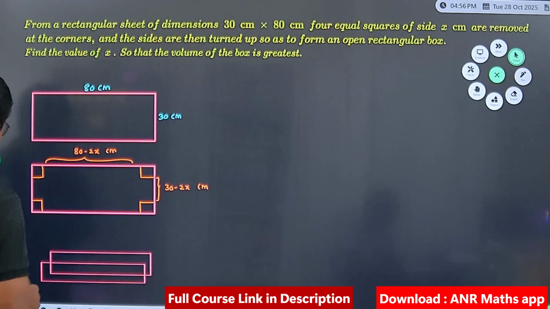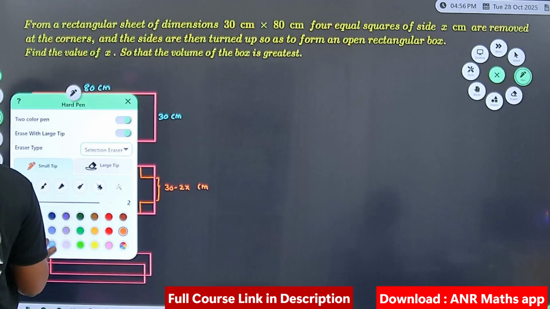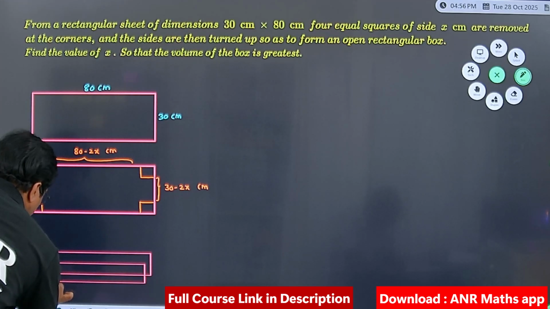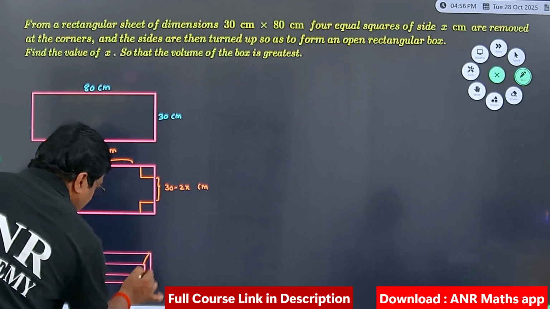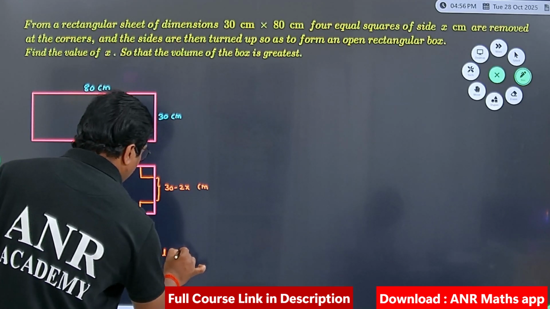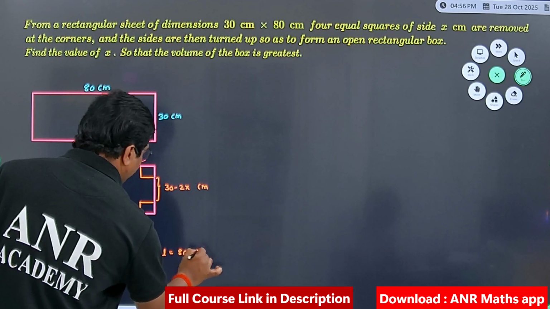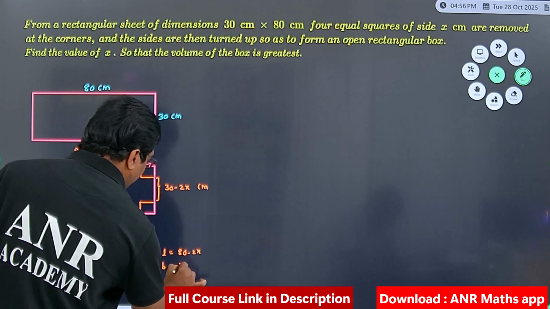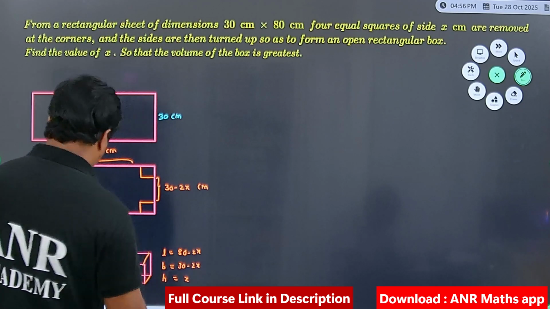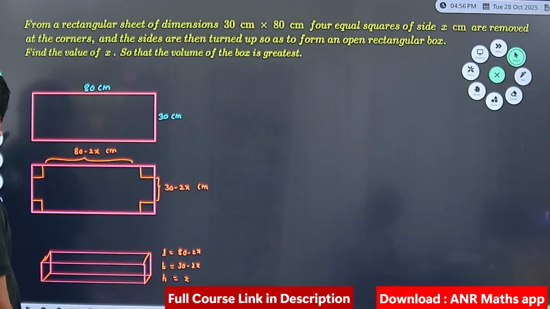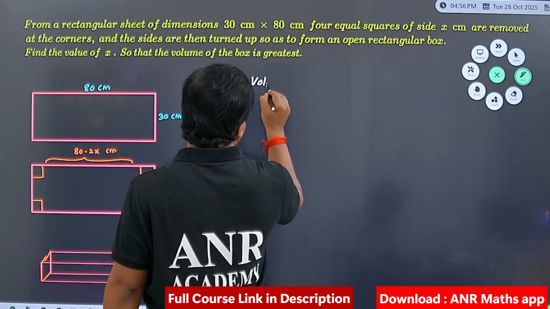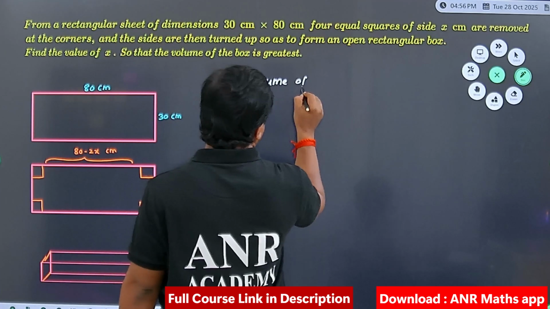This is, suppose that the open rectangular box. Here I am going to join this. This is open rectangular box. Here length should be 80 minus 2x, width is 30 minus 2x, and height h is x centimeters. Here the condition volume of the box should be greatest. I am going to write volume of the box.